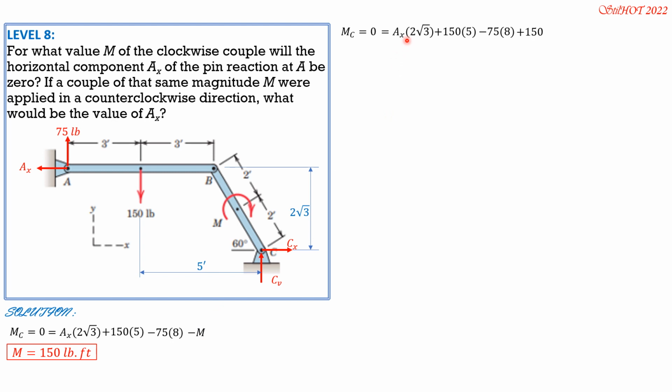Then this time AX is unknown. Then AX is 75 times 8 minus 150 minus 150 times 5 divided by quantity 2 square root of 3. So AX is negative 86.6 pounds. So that means AX is rightward. AX is 86.6 pounds rightward. But the question is just the value of AX. So the value of AX is 86.6 pounds for that case.